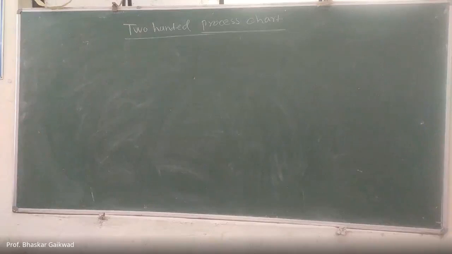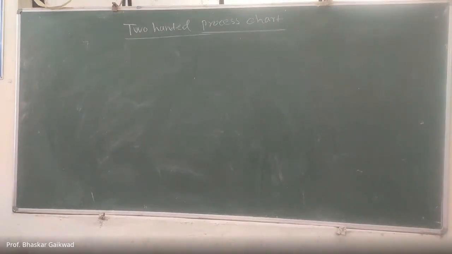So next charts, this is the two-handed process charts. Two-handed means we can use our two hands for operation purpose, left hand side and right hand side. Okay, so descriptions of the activity and all the symbols we can use here.